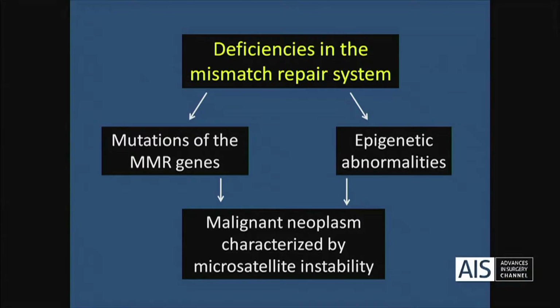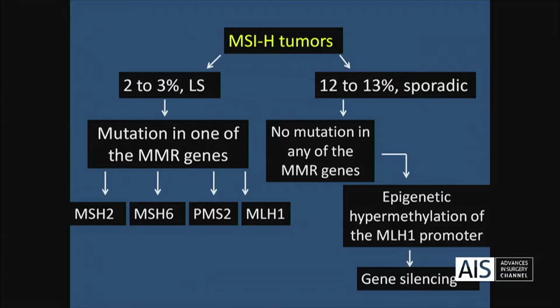In any case, with either of these problems, we get to a tumor that has microsatellite high instability. So there are two types of microsatellite unstable tumors.